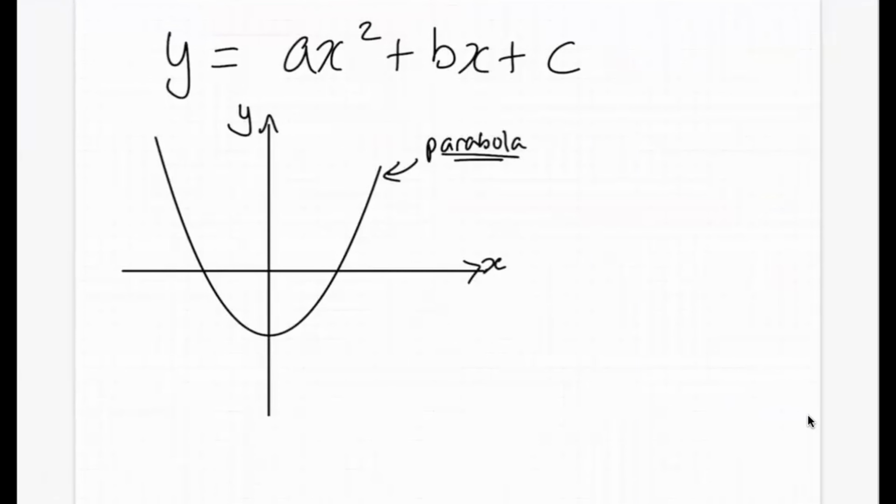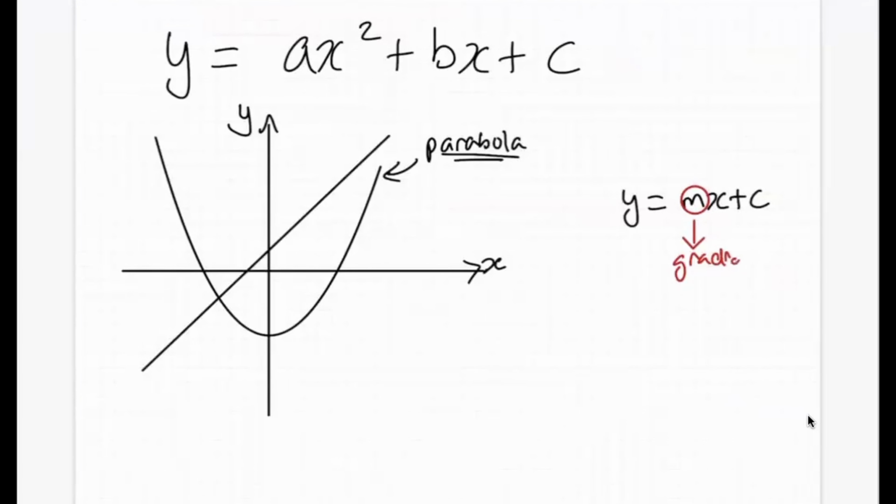Now, hopefully you're familiar with another type of graph, the y equals mx plus c graph. Now, this is a linear graph, where that equation is typically for a line that looks something like this, where m is the gradient. So that will be to do with how steep the graph is. So that graph is pretty steep.